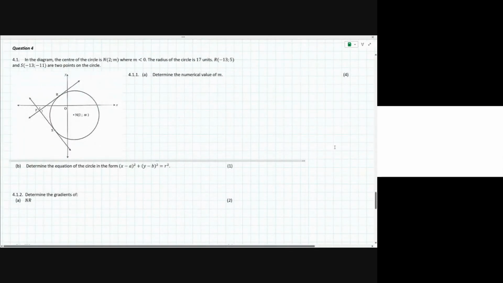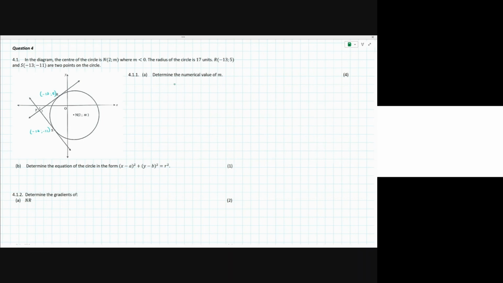Okay, so let's have a look at a circle. So in the diagram, the center of the circle is N at (2, m), where m is less than 0. Now again, logically, this makes sense. We can see that coordinate N is in quadrant 4. That's where x is positive, but y is negative. So m must be less than 0. The radius of the circle is 17 units. Point R is at (-13, 5). So we've actually been given this coordinate. And point S is at (-13, -11). So also been given that coordinate.